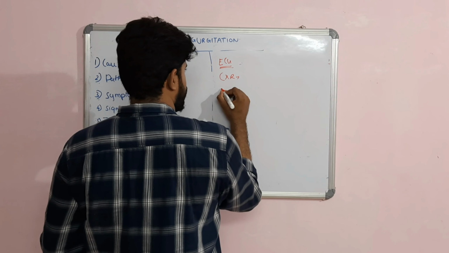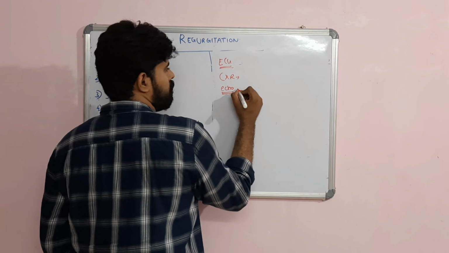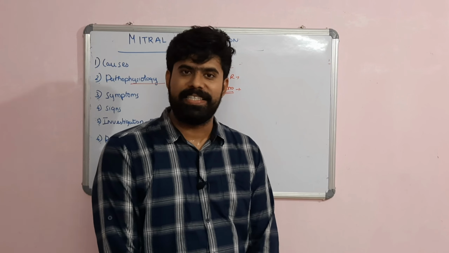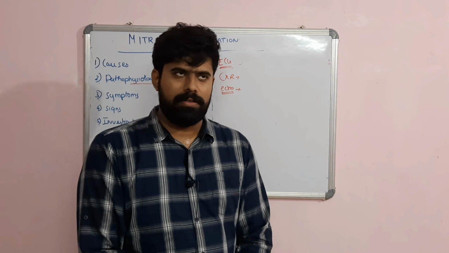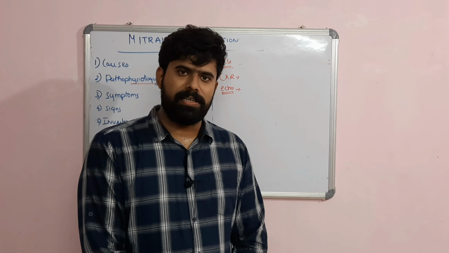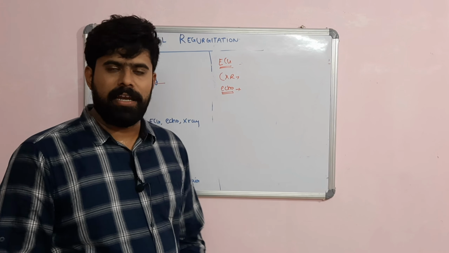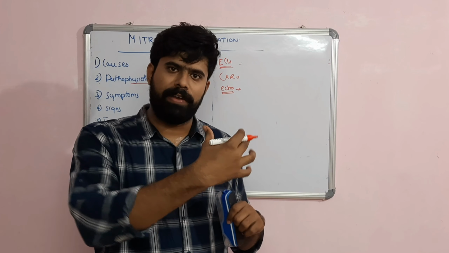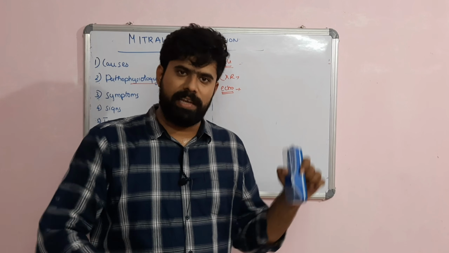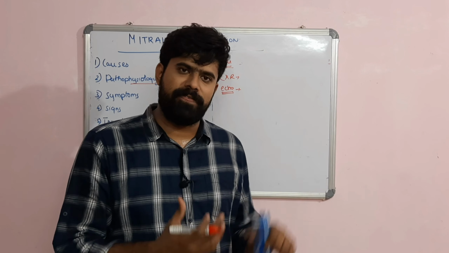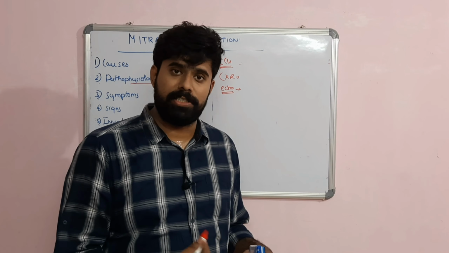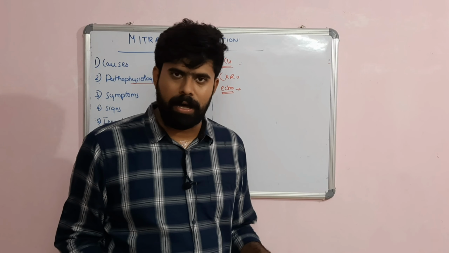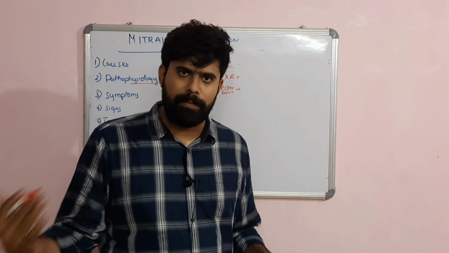Then echo. Echo is the investigation of choice. Echo with color flow Doppler is the investigation of choice to diagnose mitral regurgitation, because it can identify how the valve is, the size of the left atrium, the size of the left ventricle, the regurgitant volume, the regurgitant fraction, and the effective regurgitant orifice. Everything can be measured. Only with echo can we diagnose a severe MR, and that has therapeutic implications.